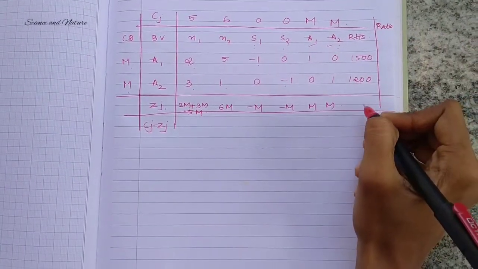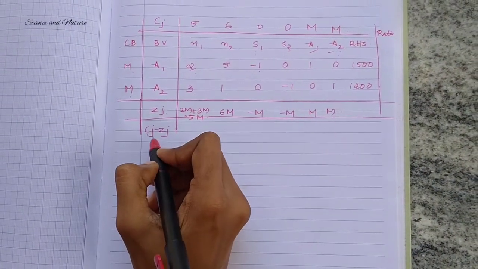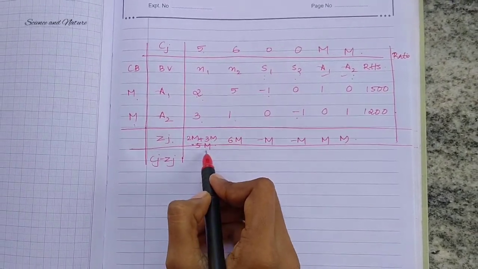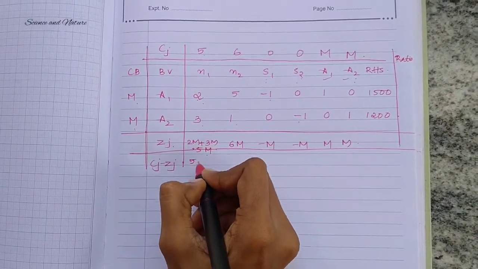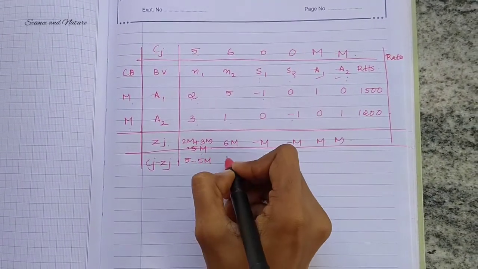We don't write the Zj for the RHS column. And now we need to find the Cj minus Zj. That is 5 minus 5M. We should write it as 5 minus 5M. Then 6 minus 6M.